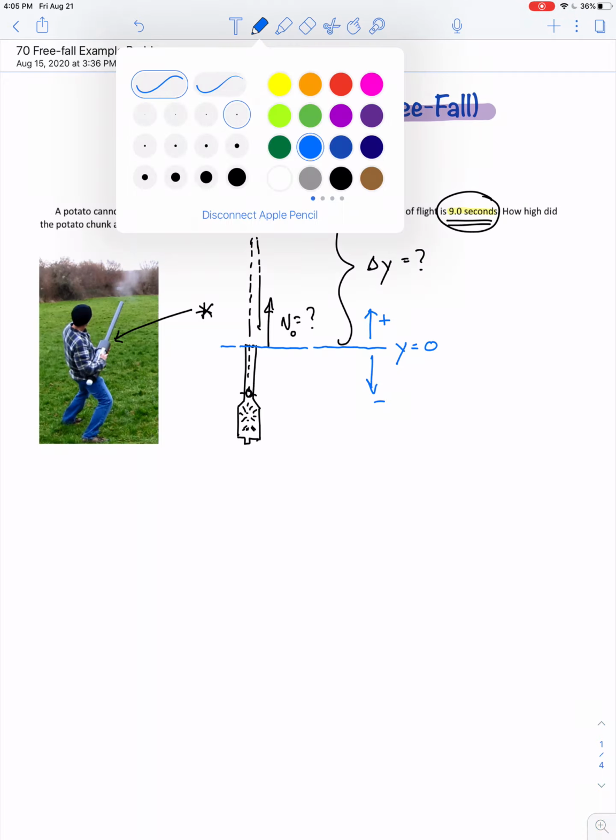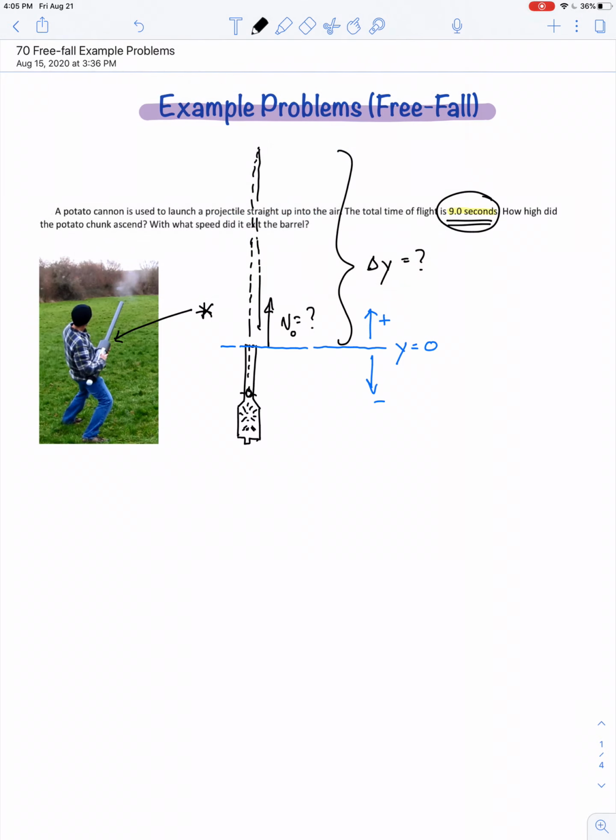Okay, so at this point we want to always spend more time setting up the problem than solving the problem. So we have our diagram. Let's make a list: delta y, t, v naught, v, and a. So delta y is a question, time is 9 seconds, initial velocity is a question, and the acceleration is acceleration due to gravity, which is negative 9.8 meters per second squared, simply because we chose downward as the negative direction, and gravity always pulls in the downward direction.